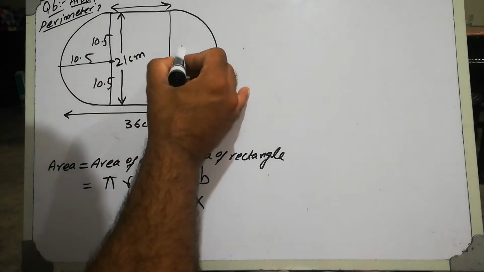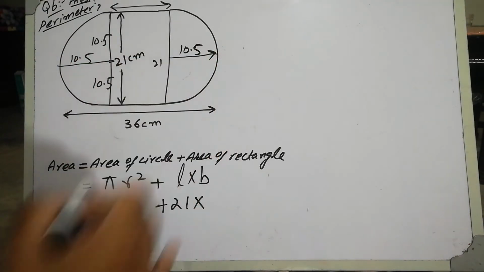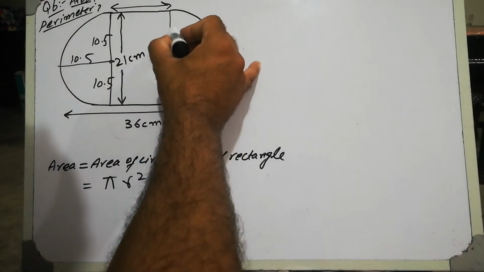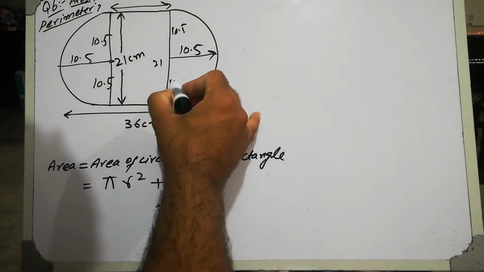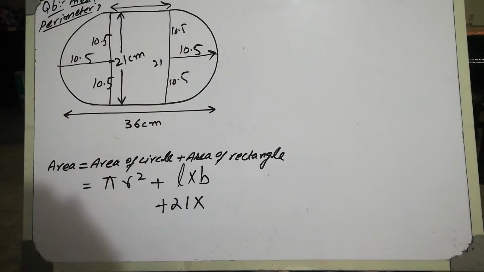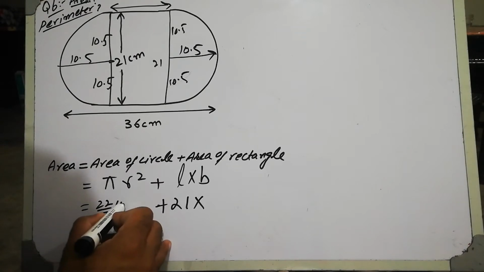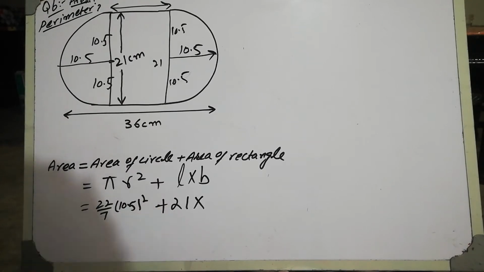So this must also be 10.5, as this is also 21, the diameter. This again is 10.5. So we can clearly see the radius of this semicircle is 10.5. So let's put the value 22 by 7 into 10.5 square.